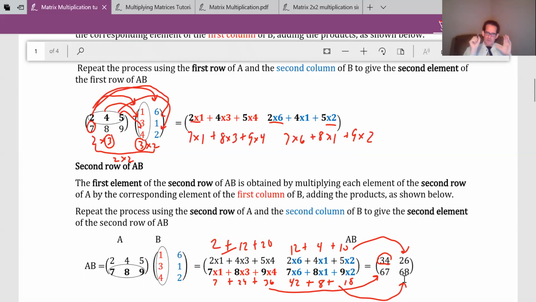So the thing to remember when you multiply matrices is it's row by column, one row by each column at a time.